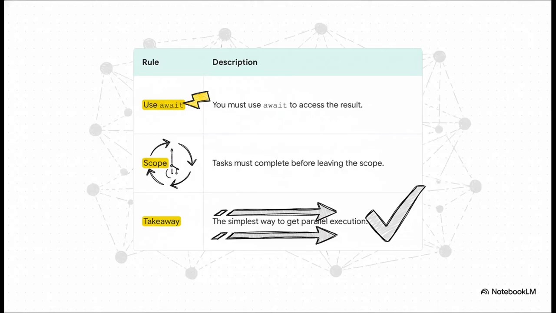So let's wrap up with a few key rules to keep in your back pocket. First, remember you always need to use await when you're ready to actually get the value out of that constant. Second, the system guarantees that all these little background tasks have to finish before your function can exit. It's a great safety feature. But the main takeaway, the big idea is this. For independent parallel tasks, async let is the simplest, cleanest, and most efficient tool in your Swift toolbox.